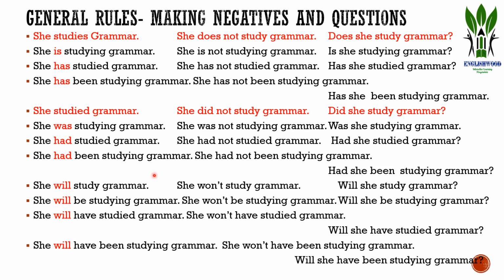In this way, this is a very general rule that you have to understand. Auxiliary verbs are important. Just add not after the auxiliary verbs and bring the auxiliary verbs to the front, and you can make the negatives and questions. You can pause the video and you can learn about these other sentences too.